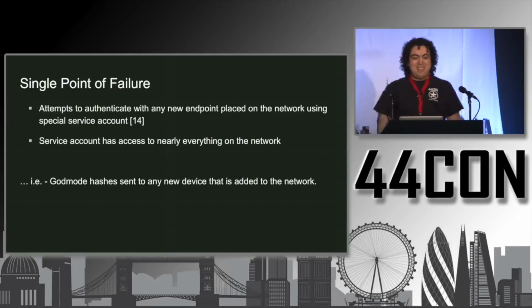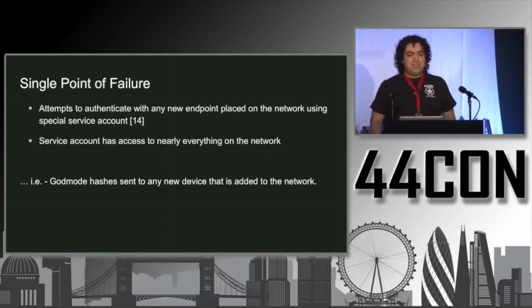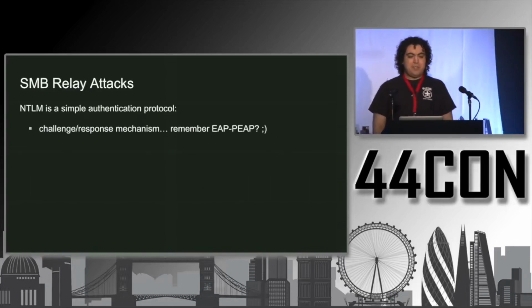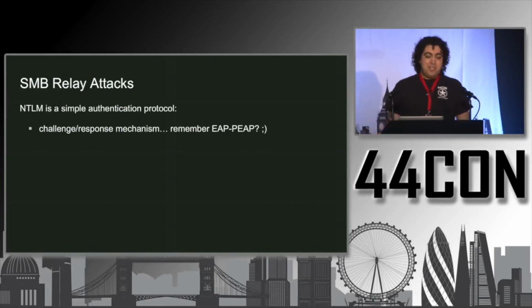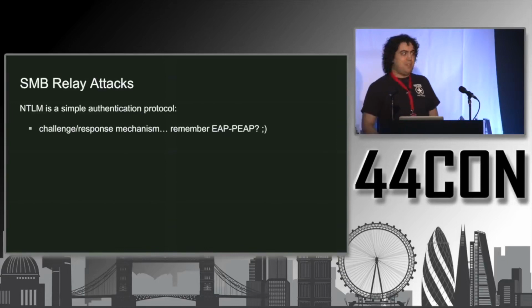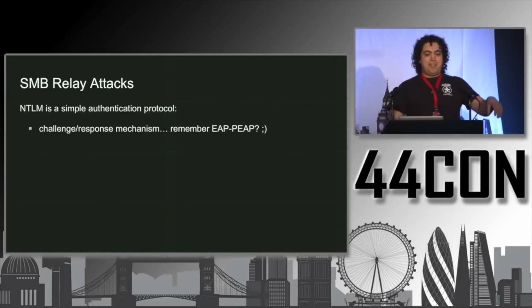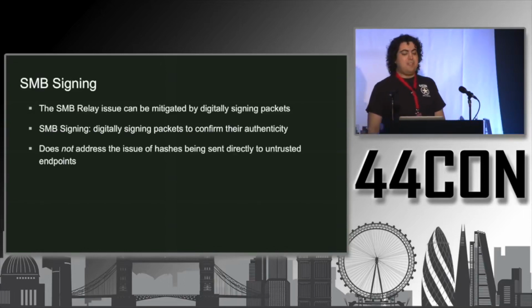The thing is, it creates a single point of failure where this device is going to attempt to authenticate with any new endpoint that's placed on the network using this special service account. And what this does is you have a device that's sending God mode hashes to any new device that's added to the network. So, the most obvious risk this introduces, since it's using NTLM, is an SMB relay attack. Because if you want to pivot into something, you just join the network, wait for this thing to try to authenticate with you to check you out, and then you just relay that authentication attempt to whatever you want to pivot into.